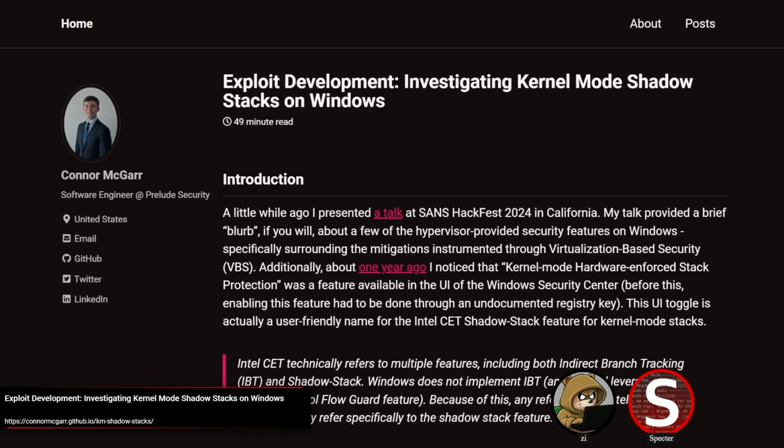So this is a front end for Intel's CET, that's control flow enforcement technology. CET includes both indirect branch tracking for the forward edge as well as shadow stack for backwards edge protection. Windows doesn't use IBT. It instead uses their own control flow guard, which we've talked about pretty recently, actually. But yeah, the whole idea with shadow stack is it's designed to kill techniques like ROP.